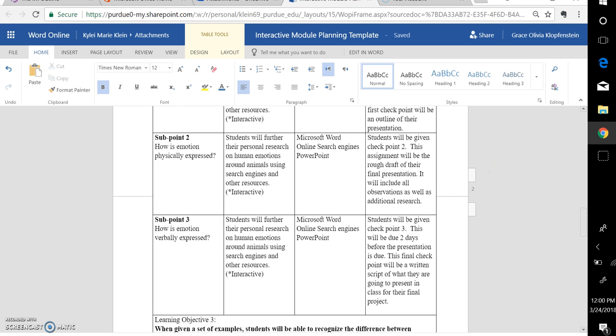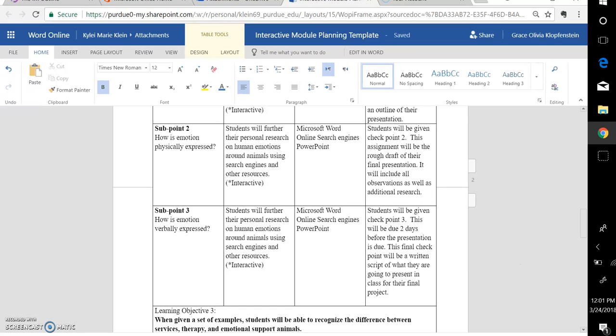Now in subpoint 2, the students will be looking at how the emotion is physically expressed. So when humans are surrounded by animals, how do they smile? Do they clap? Do they jump up and down? Things like that. Those are their emotion physically being expressed.